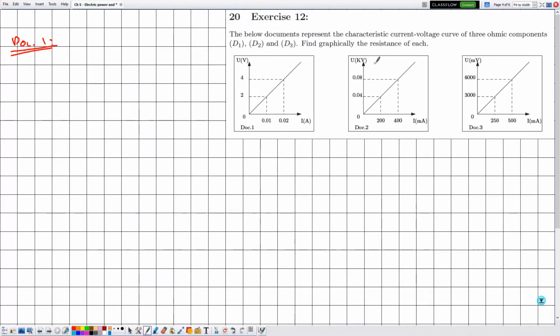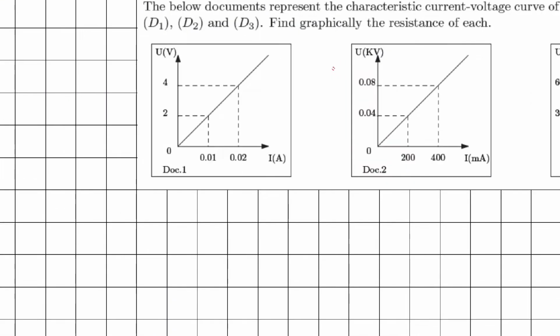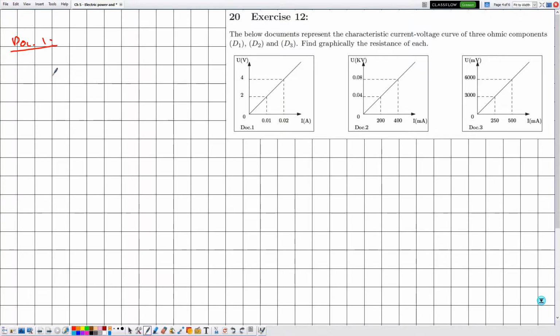So the resistance can be determined by using the slope method. First, the slope method consists of several steps. Step number 1 is to write the definition. So the resistance of the resistor is equal to the slope of the characteristic current voltage curve.